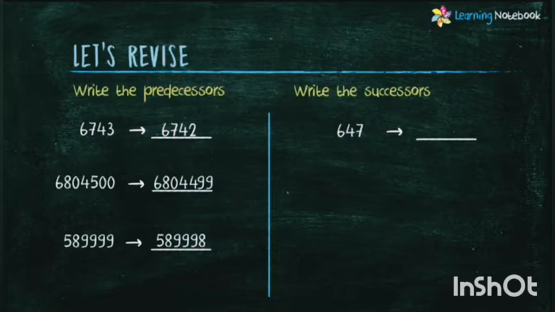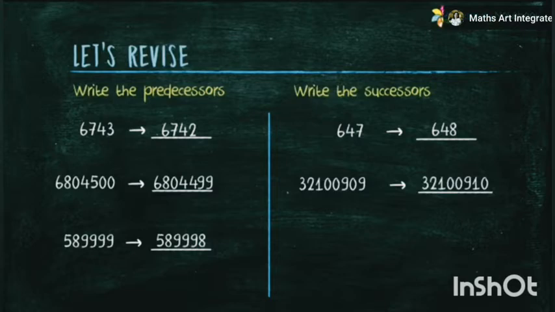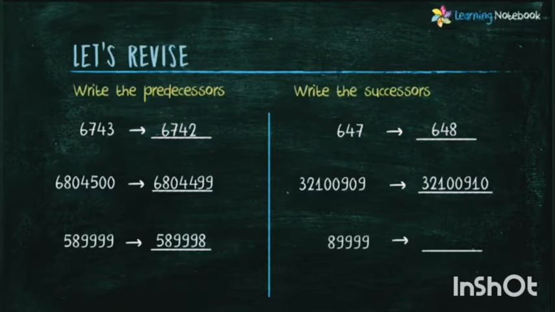Next, write the successor. We know the number after a number, that is the number plus 1, is the successor. So here 647, the successor number is 648. Next one, 32100909. Its successor number is 32100910. Adding one only. So next one, 89999, its successor is 90000.